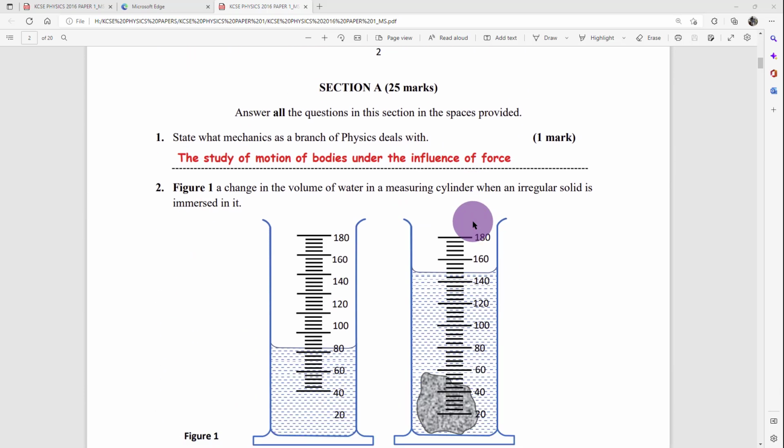In this first question, it's about branches of physics, where you're told to state what mechanics as a branch of physics deals with. It's a very straightforward question because you get these definitions straight from the course book, and it is the study of motion of bodies under the influence of force.